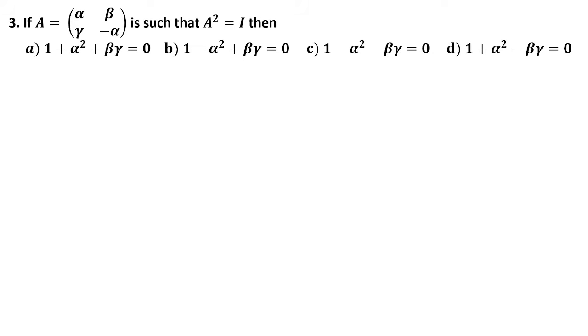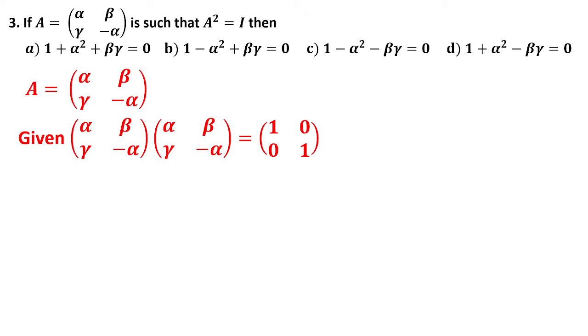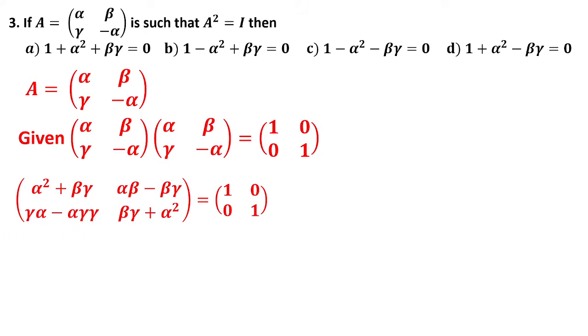You have been given a matrix A and A square is given as I. All of you know what that I is. I is an identity matrix. Very simple. Multiply A and A. I am simply multiplying 2 cross 2 with 2 cross 2. I am simply equating the elements now. All of you know that alpha beta minus beta gamma is 0, gamma alpha minus alpha gamma is 0, done, and so on.